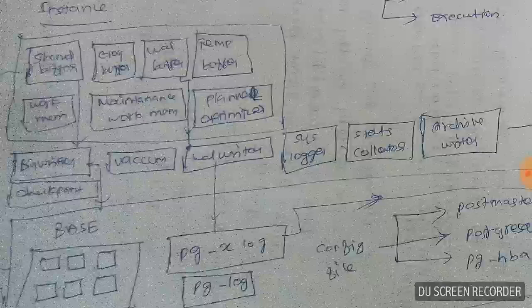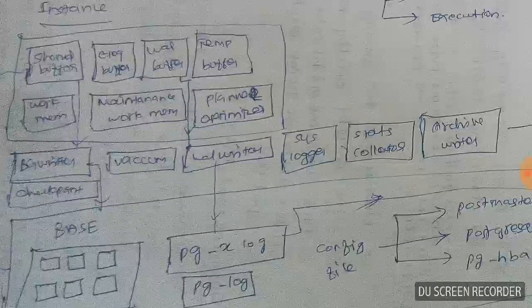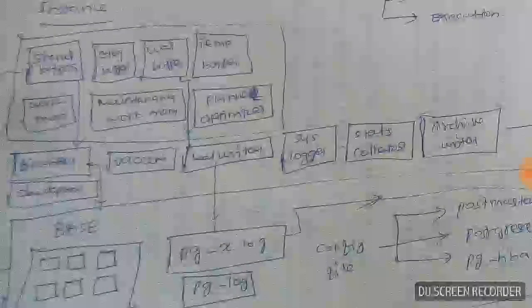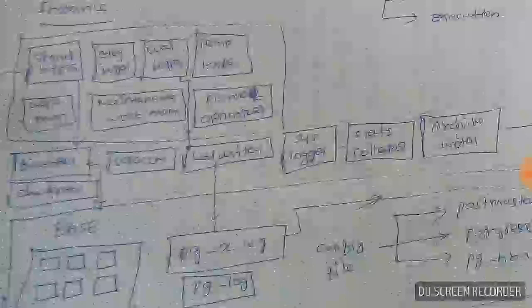And then work mem is mainly used for sorting purposes. And maintenance work mem is used when you are running a vacuum query. Vacuum is like defragmentation in Oracle, and here it's called vacuum. If you run the query VACUUM table name, at that time it usually takes the memory in the maintenance work mem.